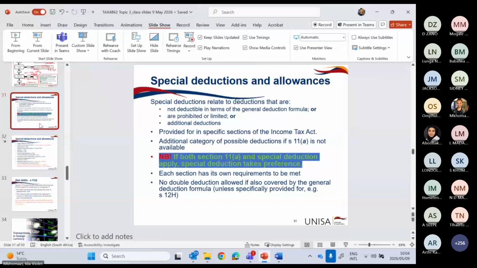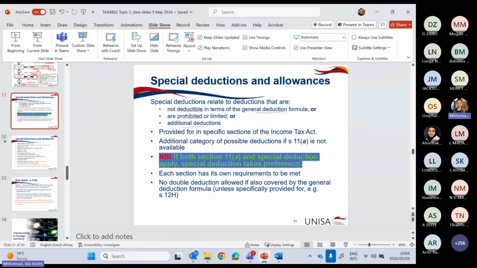Okay. So if we look at the slides quickly on 11I, bad debt is a special deduction. And when we speak about special deductions, we speak about those deductions that are either not deductible in terms of the general deduction formula, or they are prohibited, or it's an additional deduction, right? Each of them would have their own rules and principles.